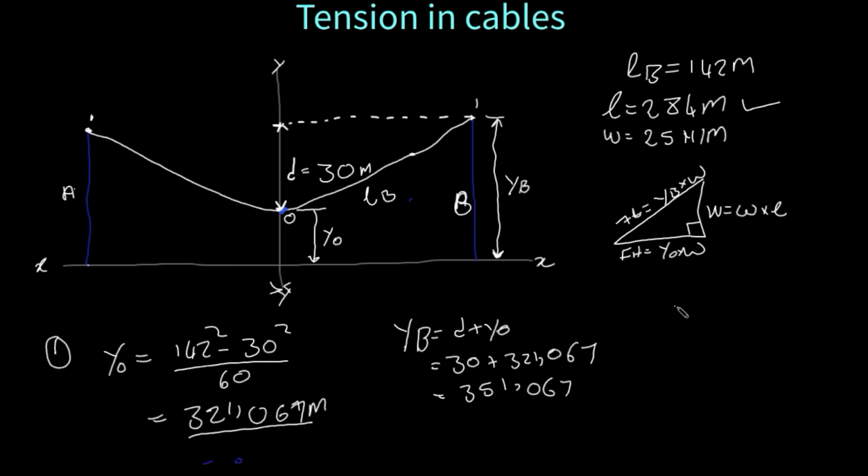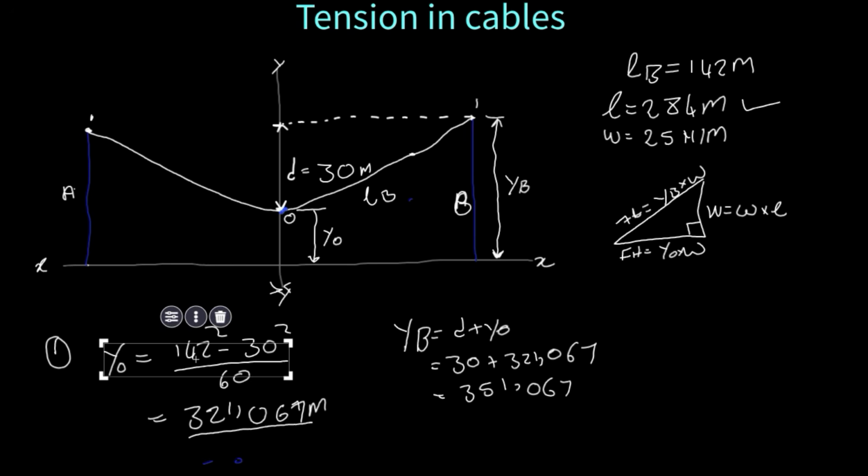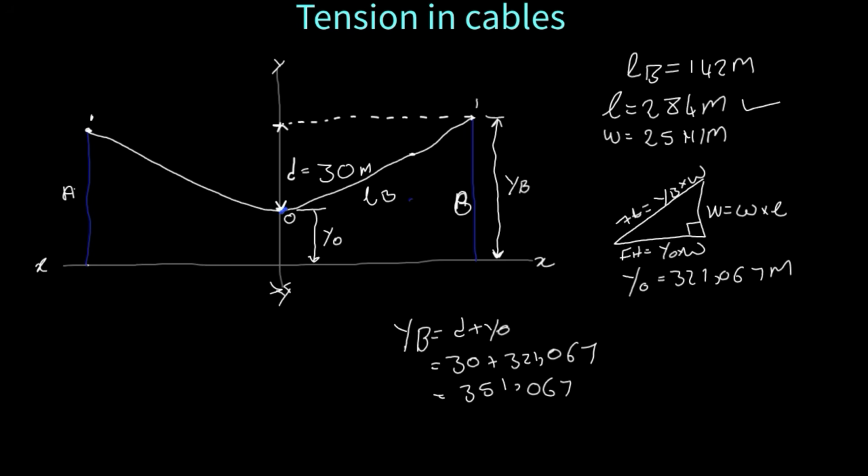Then from here we can use the formula that we wanted to use. I'm going to write this here: yo is equal to 321.067 meters. Then I can erase this. It's still number 1.